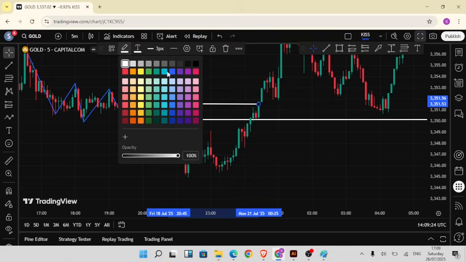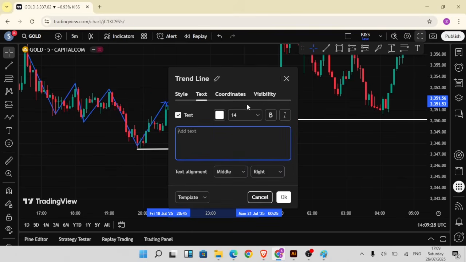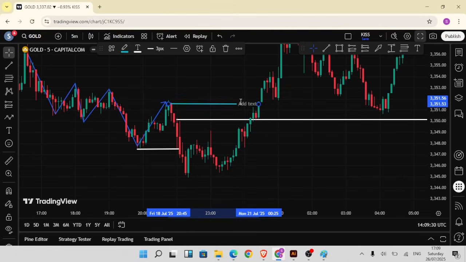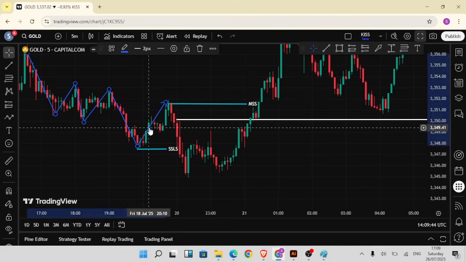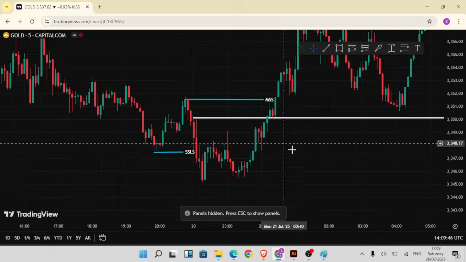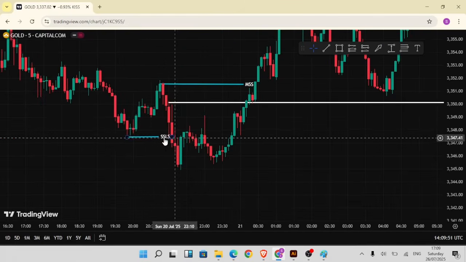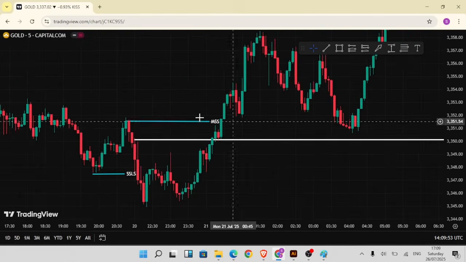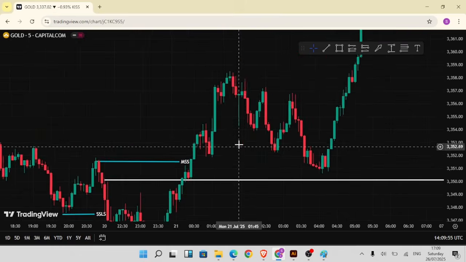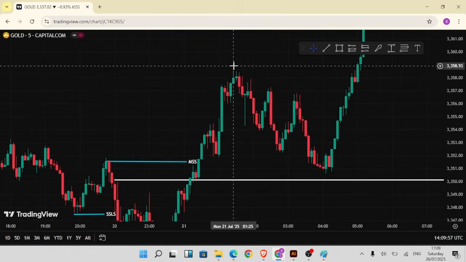Change the color. This is our market structure shift. Nothing complicated. And this is our sell side liquidity sweep. Now, with that happening, we want to take note of a few things. The first condition has been met, liquidity sweep. The second condition has been met, market structure shift, and now price is showing the willingness to go higher.